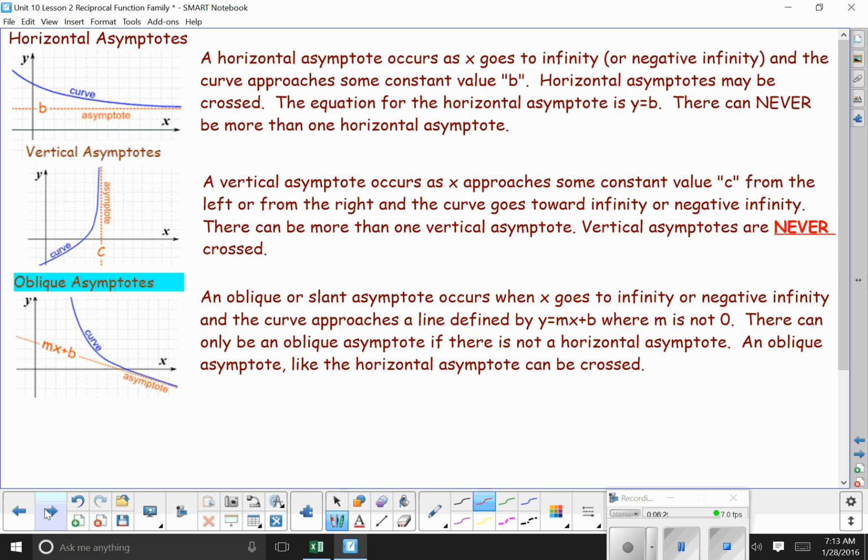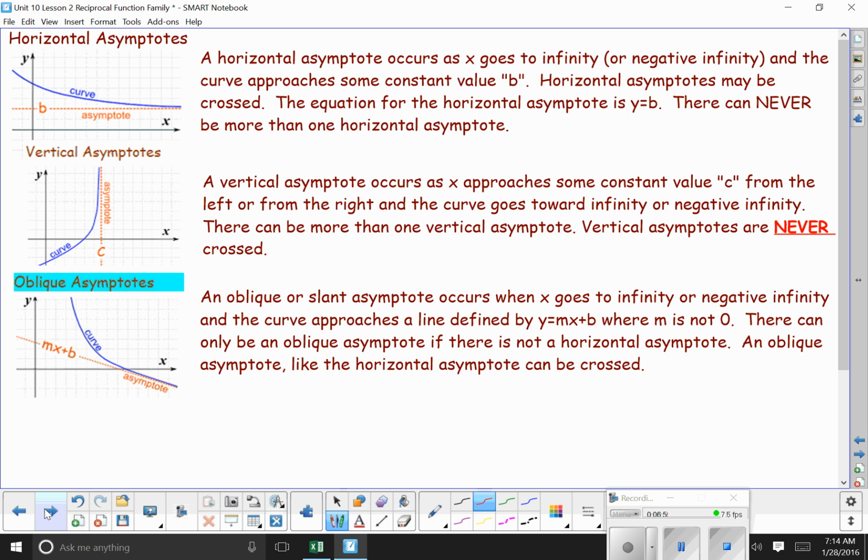Here are the three types of asymptotes. Horizontal. A horizontal asymptote occurs as x goes to infinity or negative infinity, and the curve approaches some constant value b. Horizontal asymptotes may be crossed. The equation for a horizontal asymptote is simply y equals b, where b is a constant. There can never be more than one horizontal asymptote.